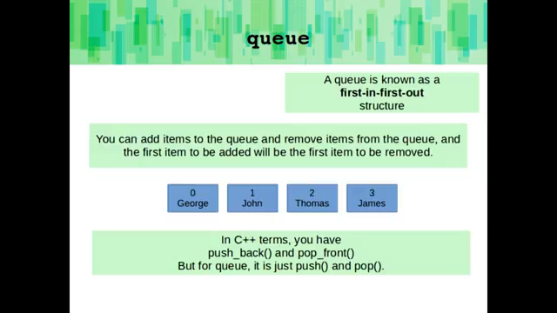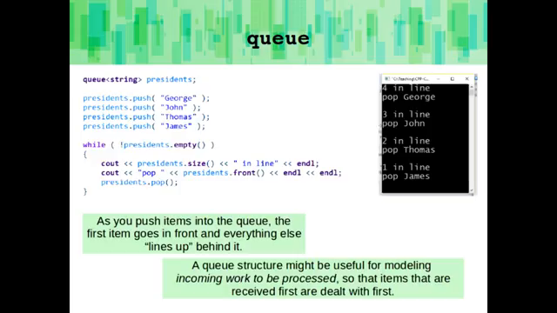A queue is known as a first-in, first-out structure. You can add items to the queue and remove items from the queue. The first item to be added will be the first item that will be removed. In C++ terms, you have push_back and pop_front, but for the queue you just use the functions push and pop. As you push items into the queue, the first item goes in the front and everything else lines up behind it. A queue structure might be useful for modeling incoming work to be processed, so that items that are received first are dealt with first.